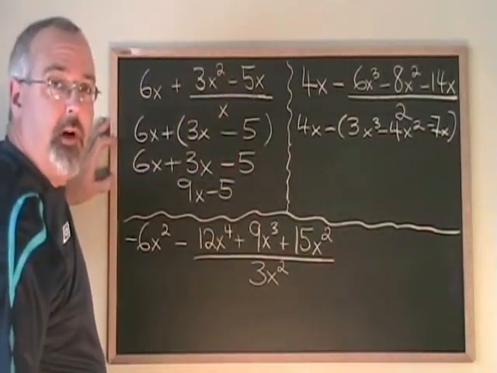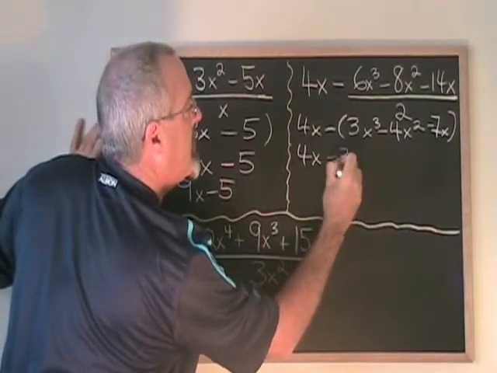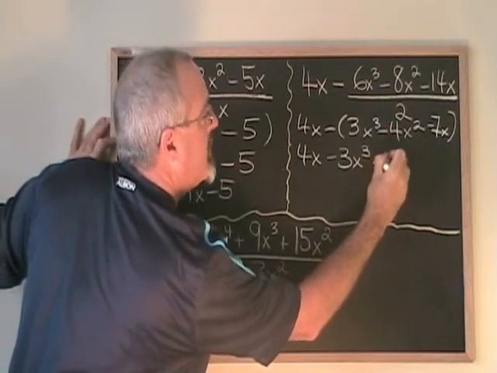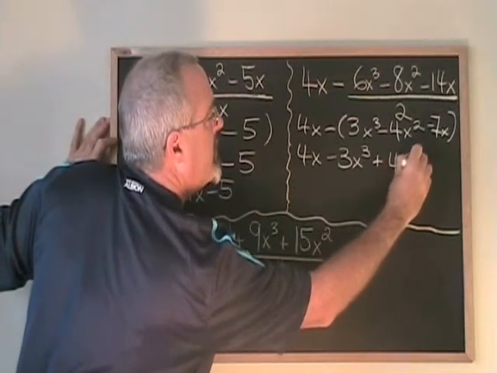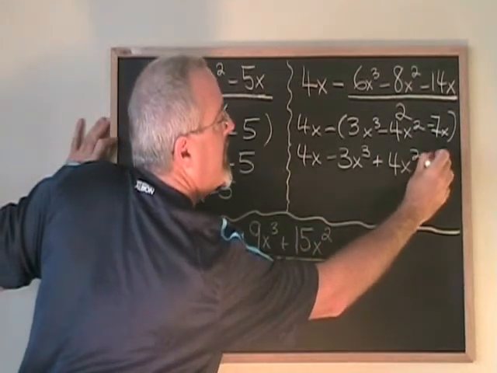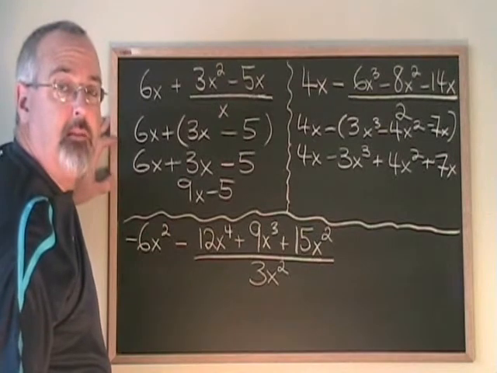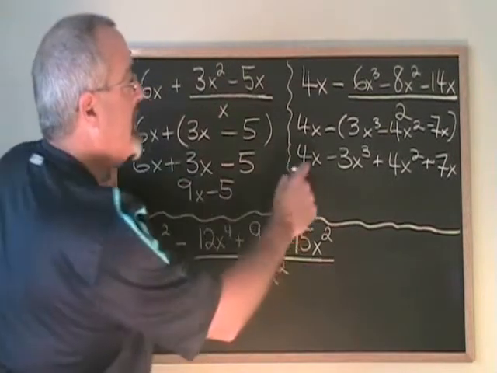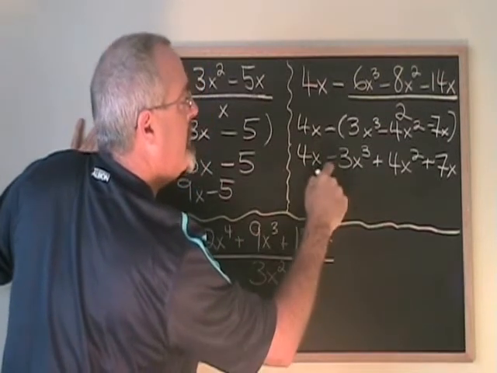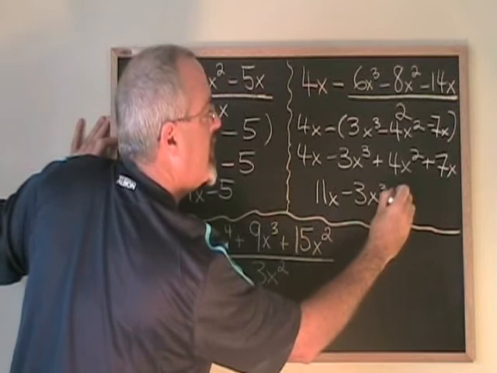Then I remove the bracket as a separate step. And I have 4x minus 3x cubed. Minus minus means plus 4x squared. Minus minus means plus 7x. Now I just have to combine similar terms and give my final answer. 4x plus 7x is 11x. I have minus 3x cubed plus 4x squared.